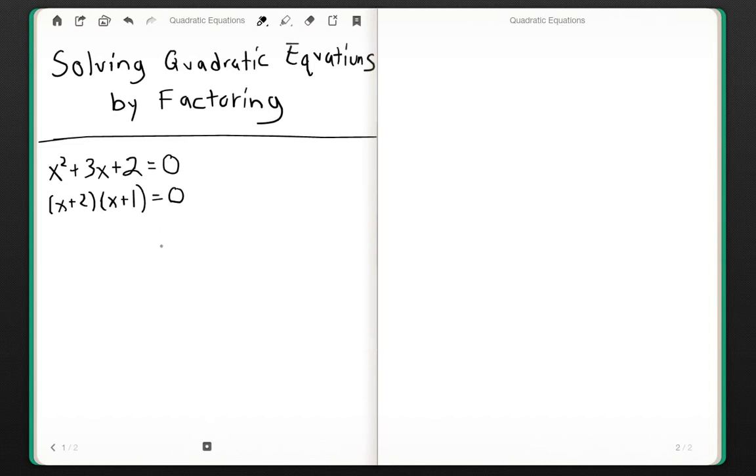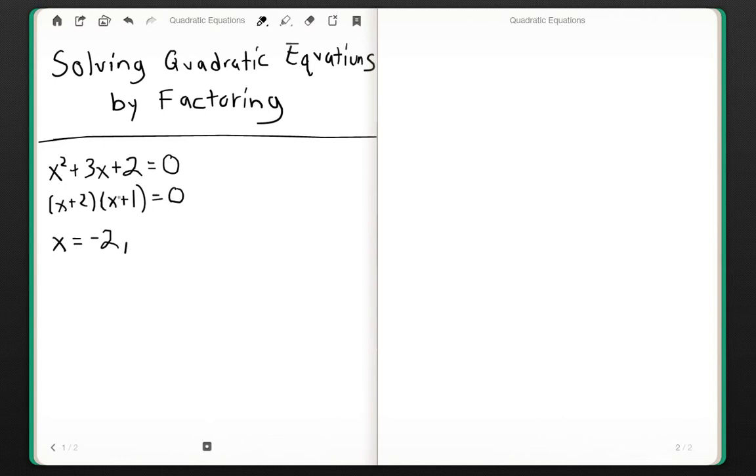So now, to solve for x, we have to think, what numbers can we make x in order to make this whole thing 0? Well, if we can get one of these binomials to be 0, then we'll have 0 times something else, which will always be 0. So how can we make x plus 2 equal to 0? Well, that would be if x was negative 2. Then we would have 0 times negative 1, which would be 0.